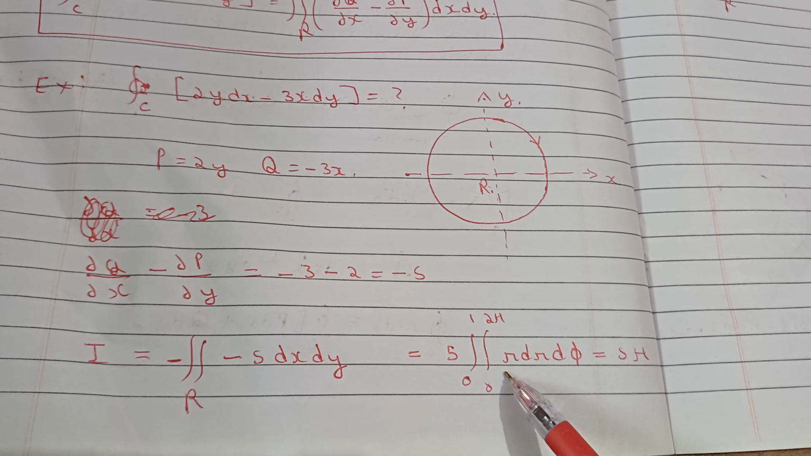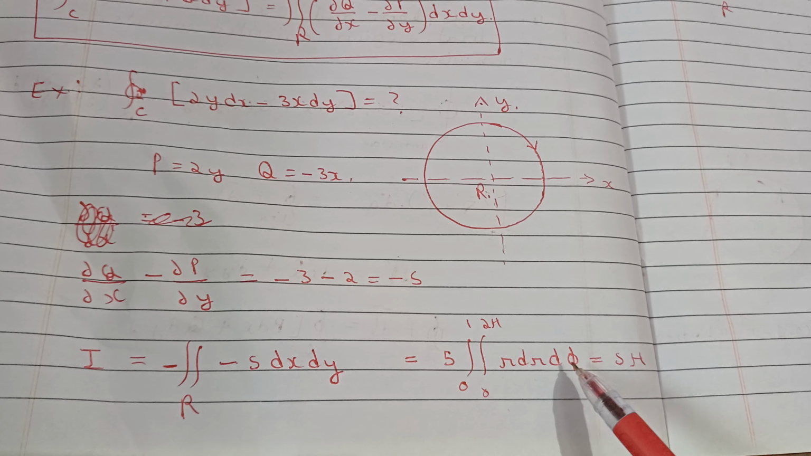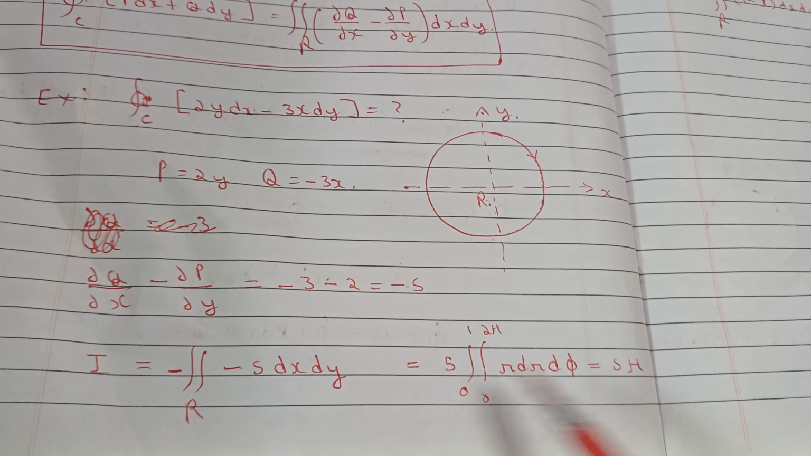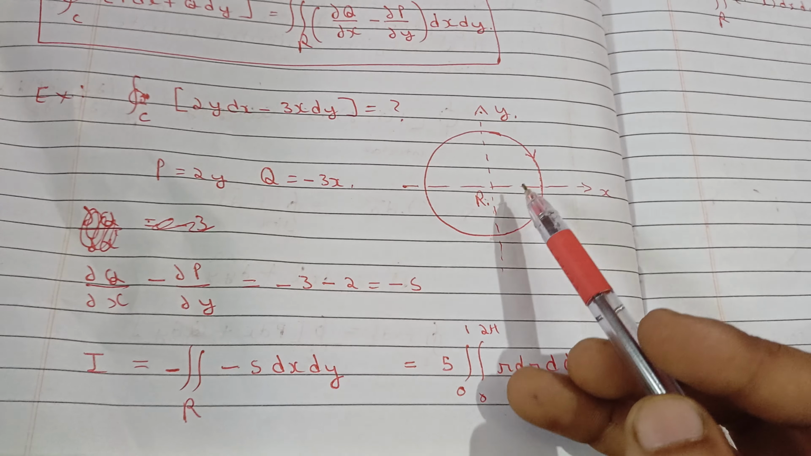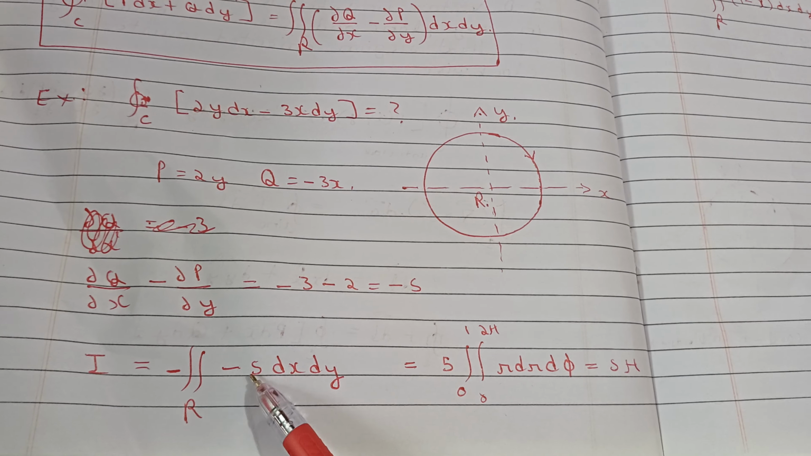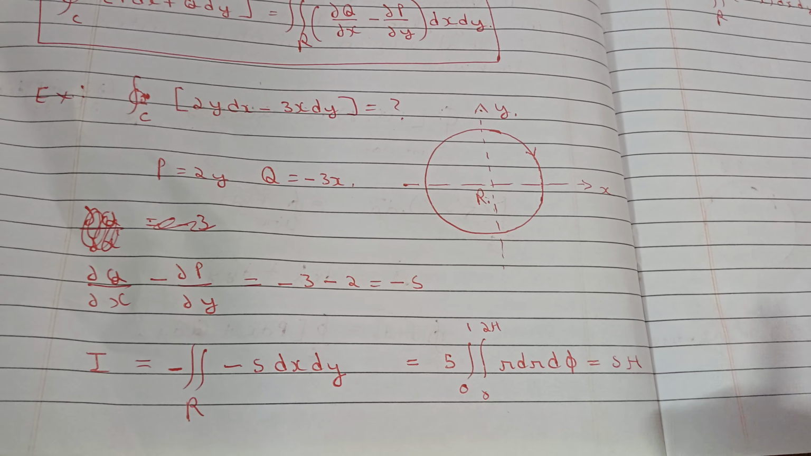So this will give you the same result: r square by 2 will be 1 by 2, and d phi will give you 2 pi, that will give you pi. So it will be 5 pi answer. Or you can directly say that dx dy represents the area, so pi r square, r is 1, so pi, then 5 multiplied by pi will be 5 pi. So you can go both ways.